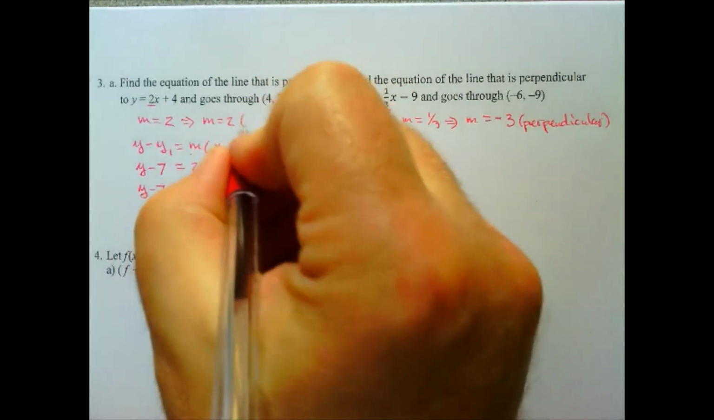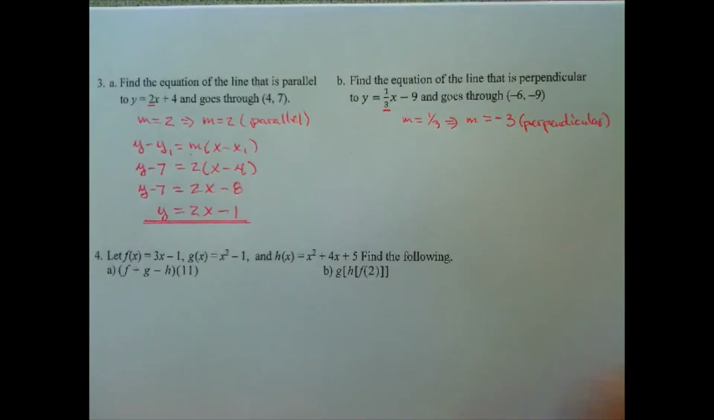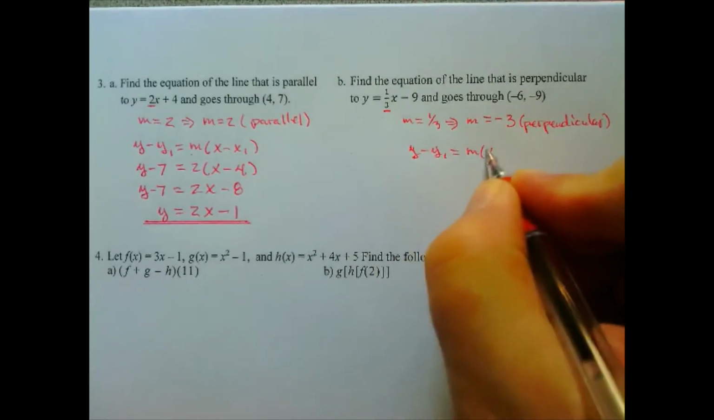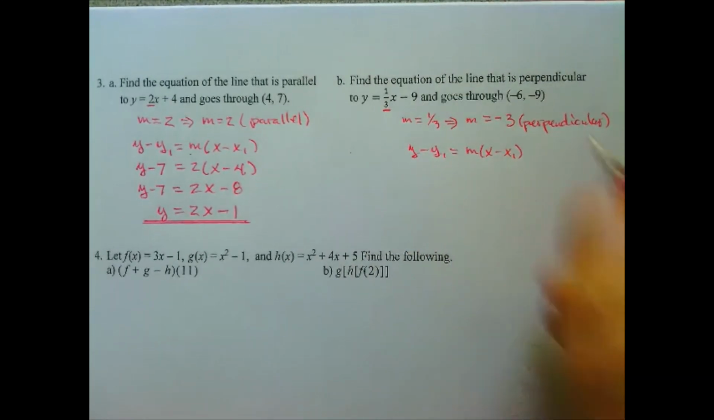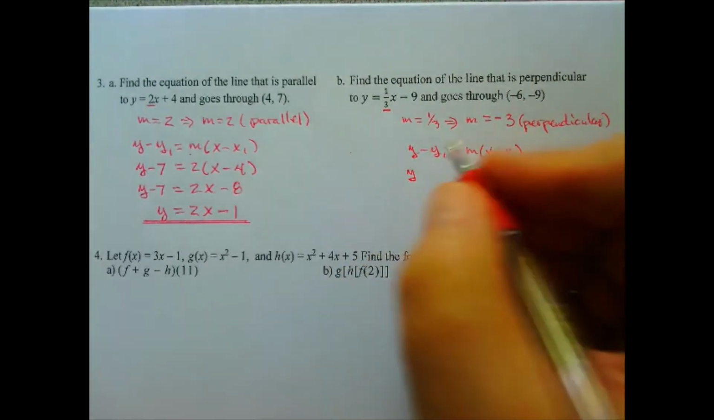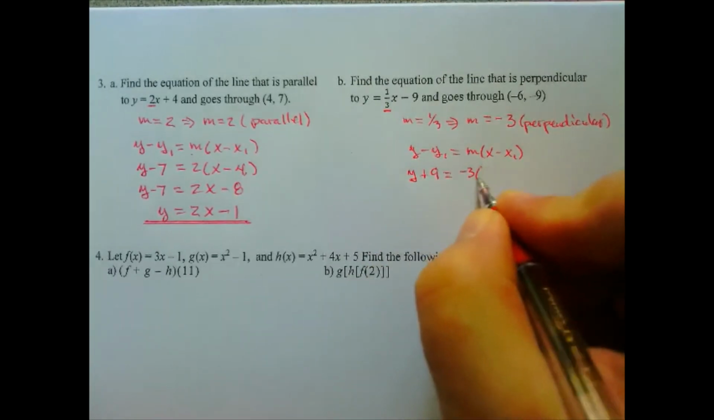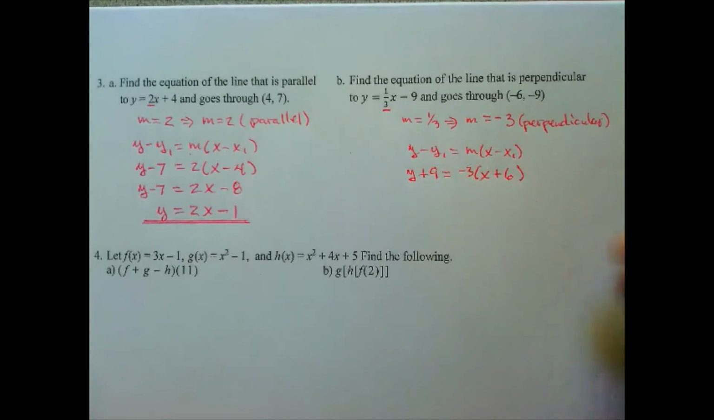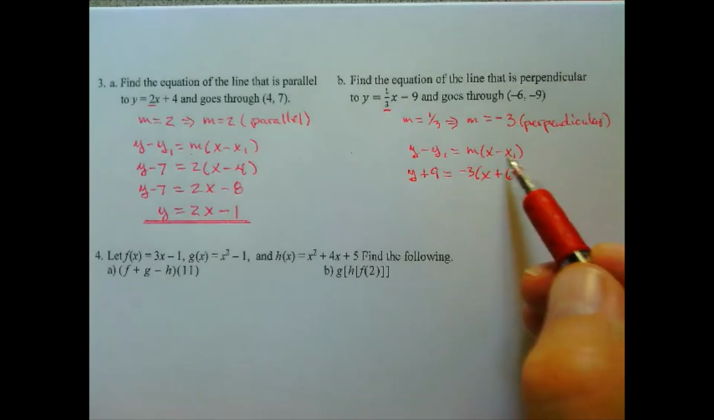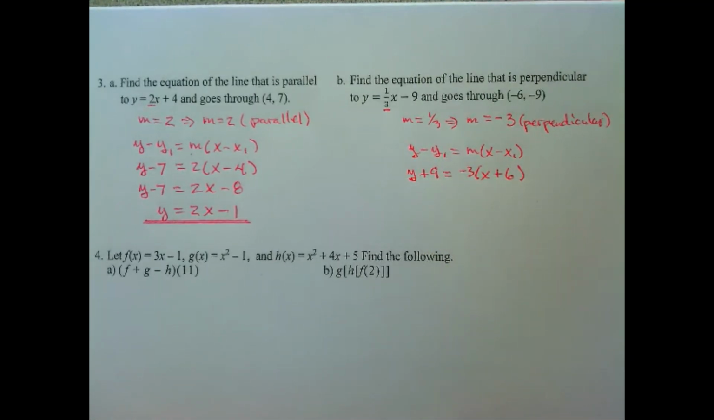And over here we were parallel, just so you can copy down the notes there. So again, we're going to use our y minus y1 equals m times x minus x1, plug in the numbers, -6, -9. So this is going to be y plus 9 equals -3 times x plus 6. Note, since the values were both negative, -6 and -9, and you're subtracting them in the original equation, they both became pluses in the new equation.